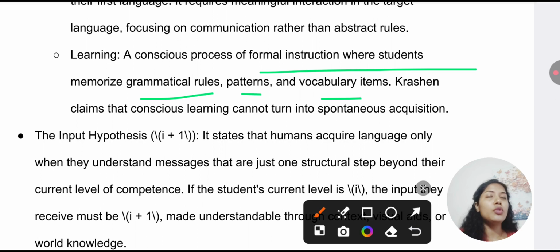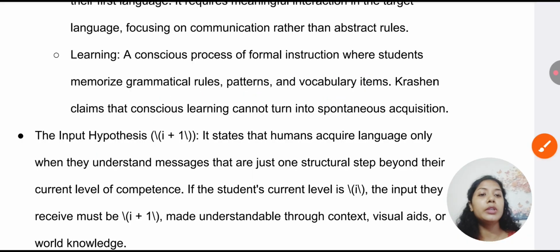Learning means that you are not only going to listen, but you will learn everything from the basics. You will learn the grammar part, you will learn the structure, you will learn the pattern, you will learn the vocabulary items. So Krashen here claims that conscious learning cannot turn into spontaneous acquisition. Okay, so that's why he talked about this.